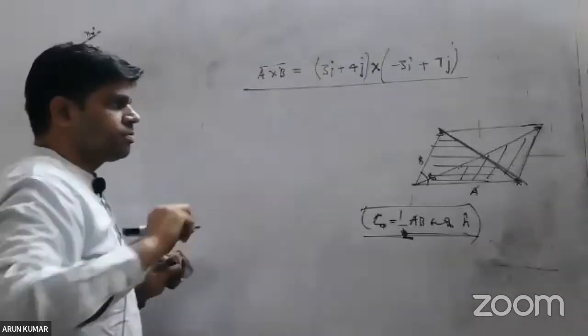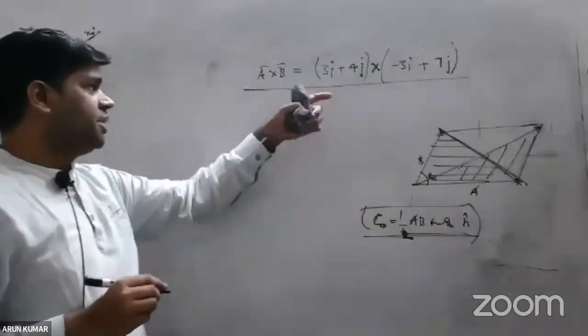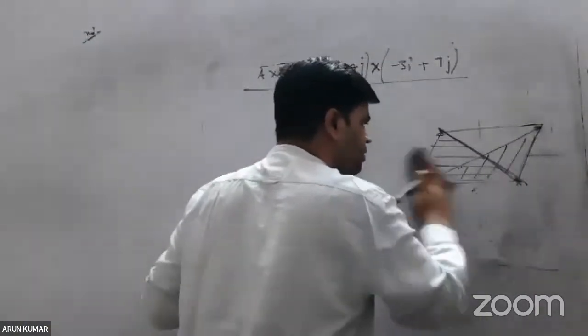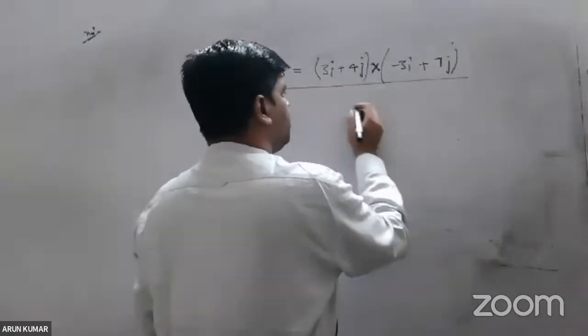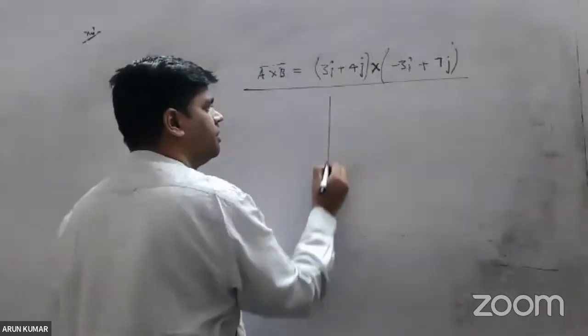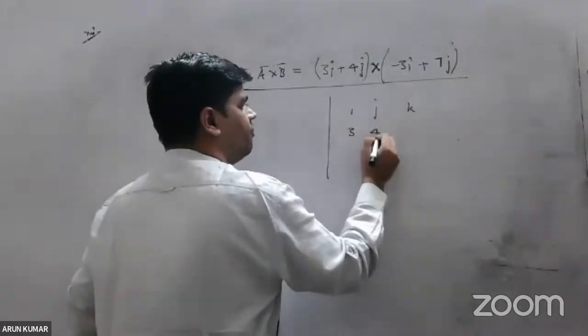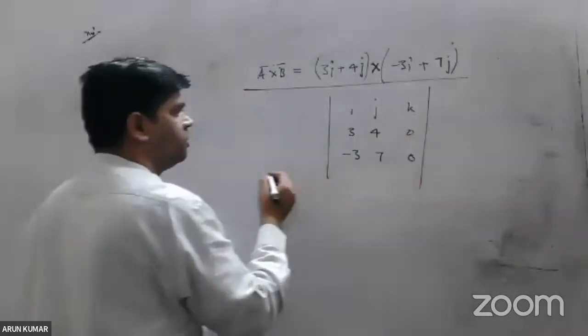Obviously, right? And half of AB sine theta. What is A cross B? Let's find the cross product now using the determinant method. That's easier. So I've got i, j, k, 3, 4, 0, minus 3, 7, 0.